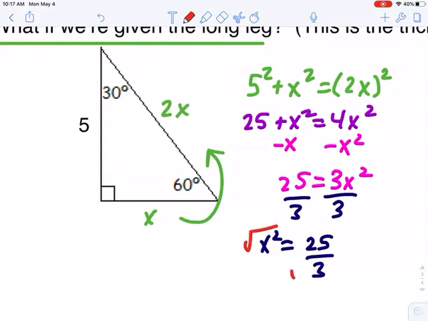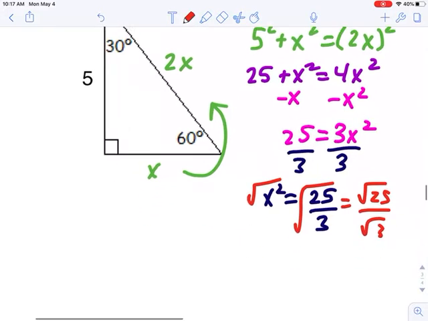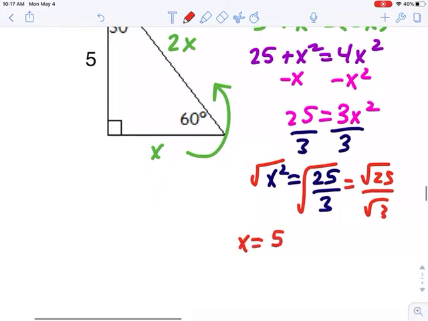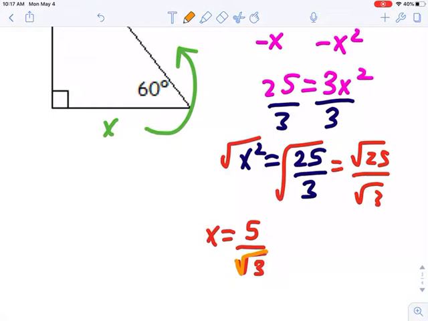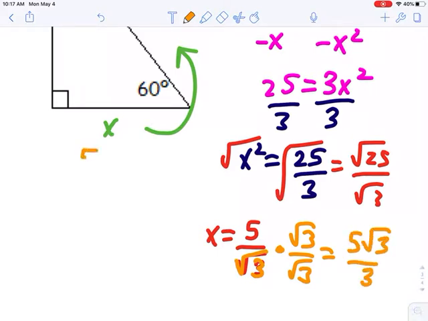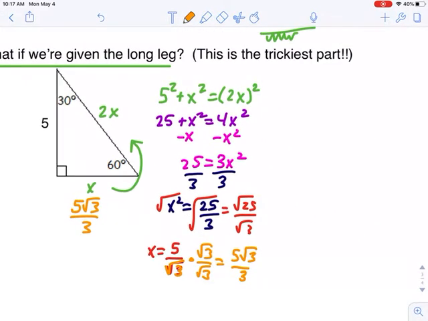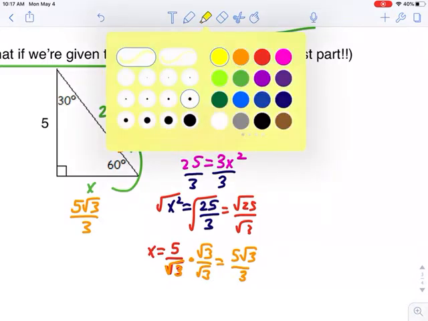Now, do the square root, which makes the square root of 25 over the square root of 3. So x equals 5 over radical 3. And then remember, we got to rationalize the denominator. So the short leg equals 5 radical 3 over 3. And that means times that by 2, the hypotenuse would be 10 radical 3 over 3.